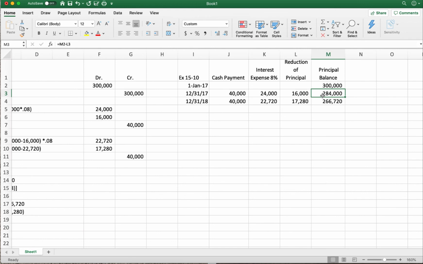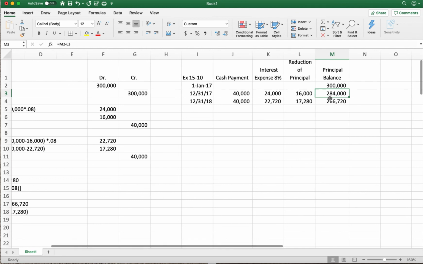Here's how much I have outstanding at the end of the year, $284,000. This total outstanding at the end of the year, what's my total liability just for this mortgage? Well, it's $284,000. I need to break it apart. I need to say that $17,280 of this total $284,000 is going to be due in 2018. The remainder, $266,720, is going to be long term because I'm going to pay that as the years progress, after 1 year.